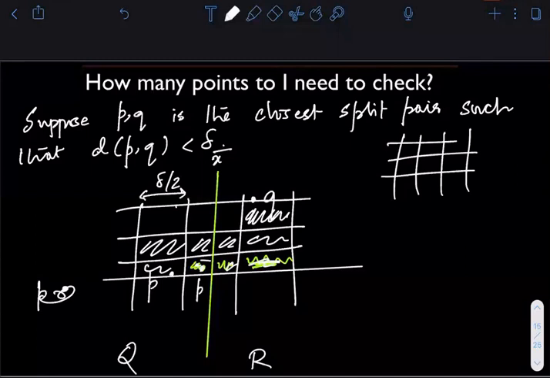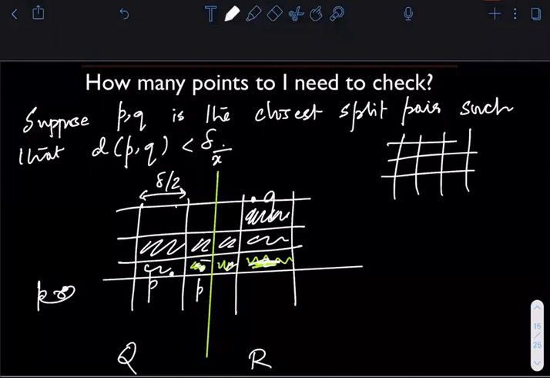Okay, so let's see. There have been some discussions. P could lie closer to the median. Yes, that we have resolved. Always greater than or equal to delta. What does that mean? So everyone understands what I'm trying to say here. If there is a pair of points which is closer than delta to each other, then both of them have to lie in one of these 8 boxes.